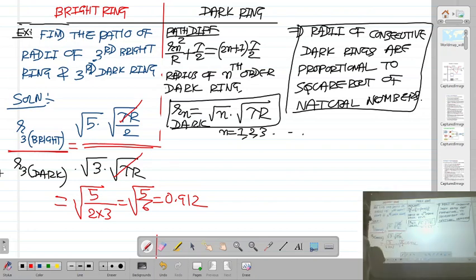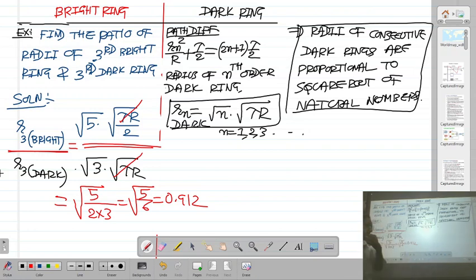Yes, I have verified the answer, 0.912. So the radius of the third bright ring is √5 √λ/2, the radius of the third dark ring is √3 √λ, and λ is cancelled. So the ratio of the radius of the third bright ring and the third dark ring is √5 by 2 into 3, which is 6. So √5/6 is 0.912.